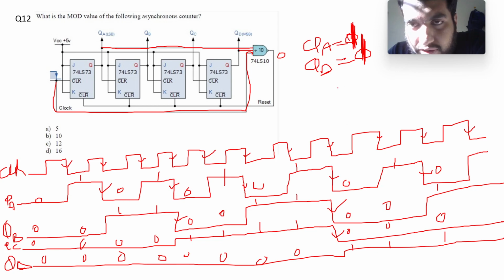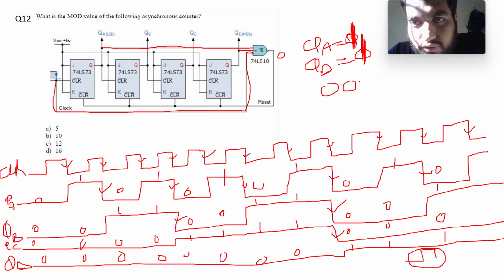So that means as soon as QA and QD are equal to 1, and the clock is equal to high, which means as soon as it reaches this point, reset will be there and these will be cleared and it will again start at 0 0 0.